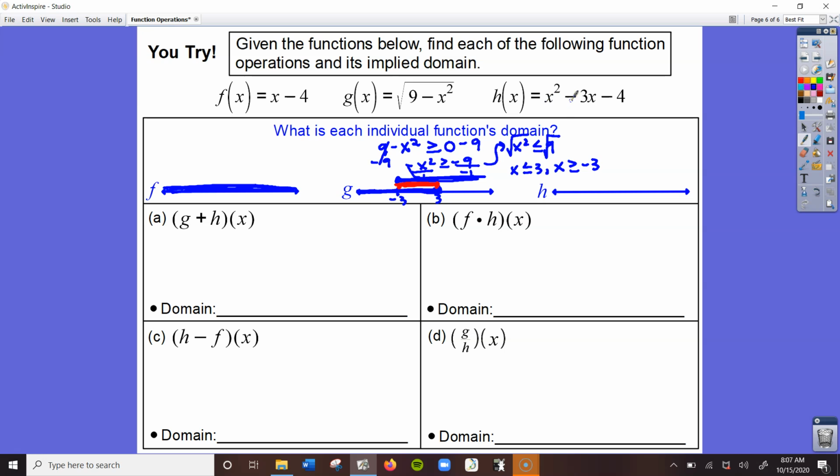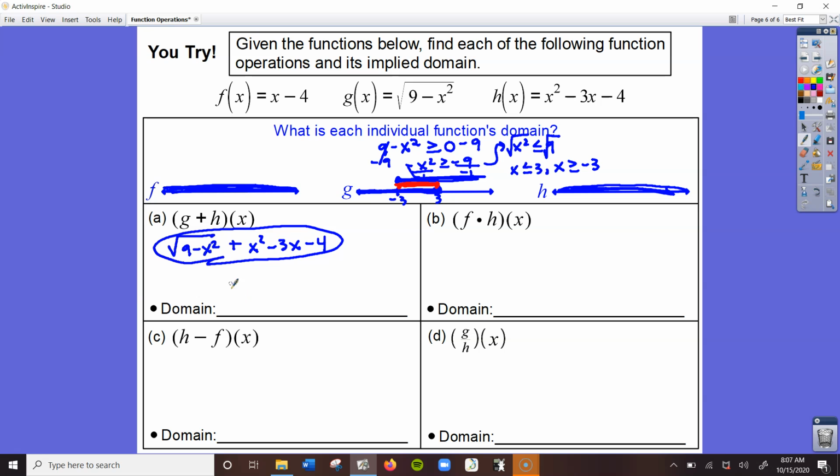Now for h, it is another polynomial type function. So the domain for this would also be all real numbers. Now, let's do our operations. We have g plus h. So that means that g is the square root of 9 minus x squared, and then I'm going to add h, so plus x squared minus 3x minus 4. If I could combine, I would, but there's nothing left to combine. So we leave it just like that.